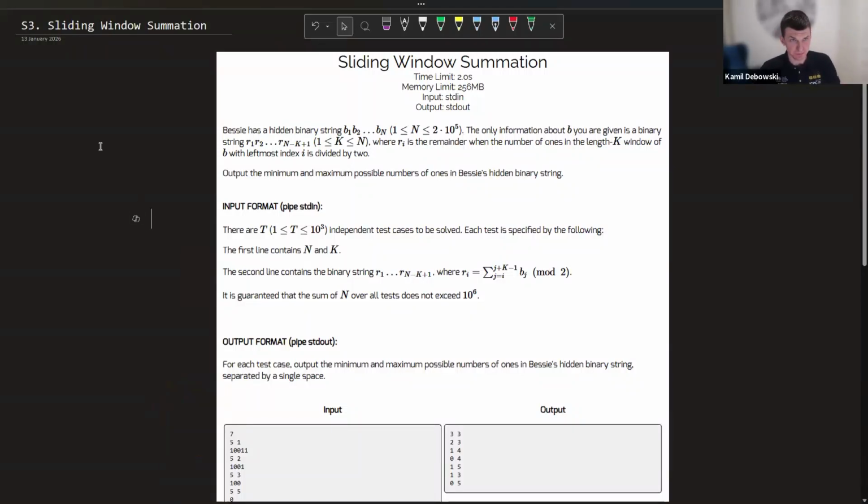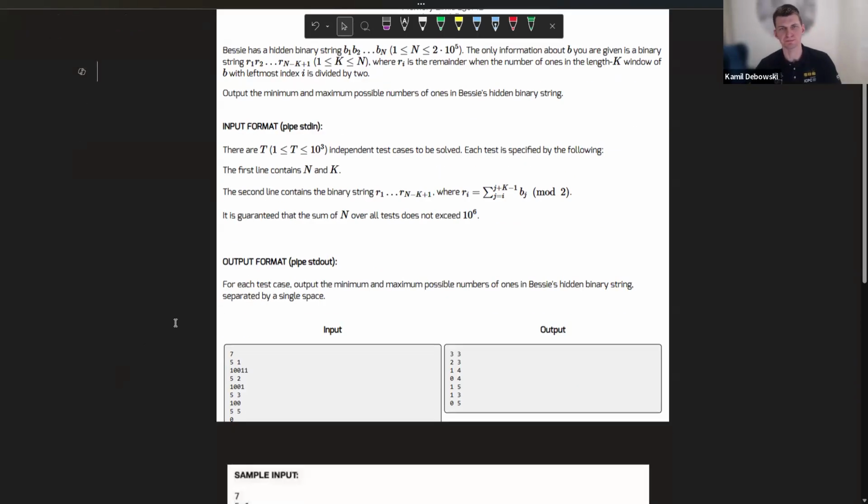Last problem. Sliding window summation. For me, this was the easiest problem in this silver contest. There is an unknown hidden binary string, and we are given some information. The information is about windows, so a sliding window. For each of them, we know the parity, the remainder modulo 2, of the number of ones among the consecutive k bits.